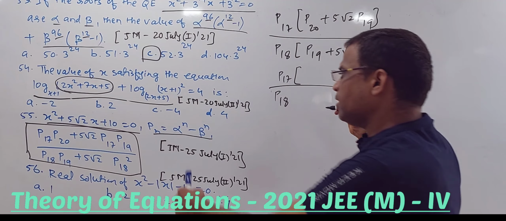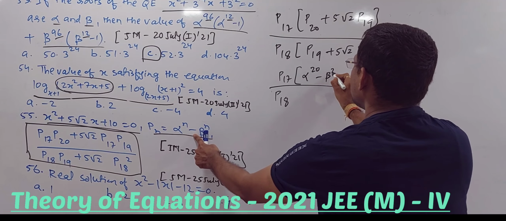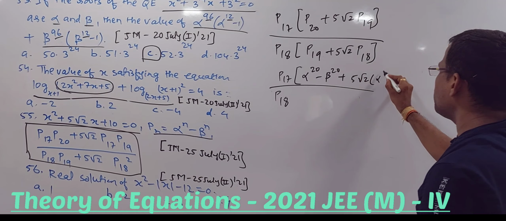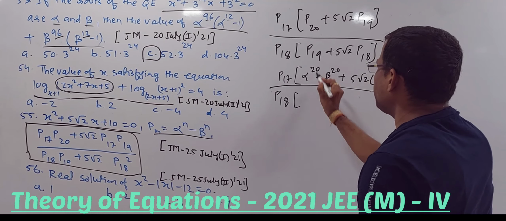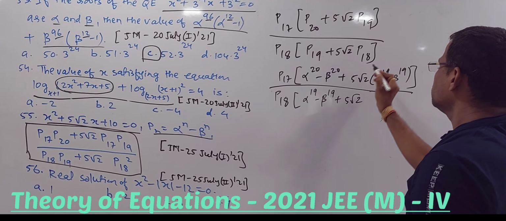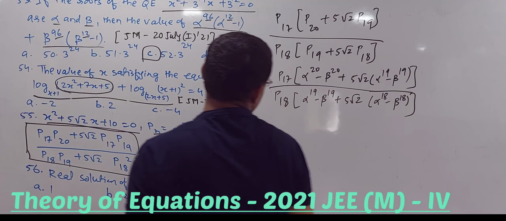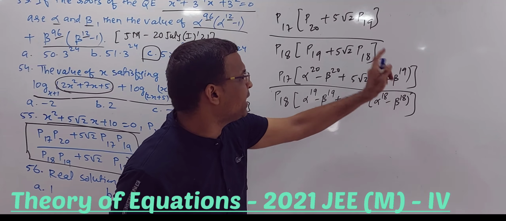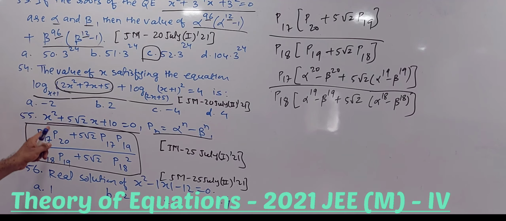So P20, what is this? P20 will be alpha power 20 minus beta power 20, plus 5 root 2 P19, which is alpha power 19 minus beta power 19. Fine, and here it is P19, alpha power 19 minus beta power 19, plus 5 root 2 alpha power 18 minus beta power 18. Fine, that is something we are getting. Now check this out quickly. Alpha power 20 plus 5 root 2 alpha power 19. Fine, alpha power 20 plus 5 root 2 alpha power 19. Now what will be that?